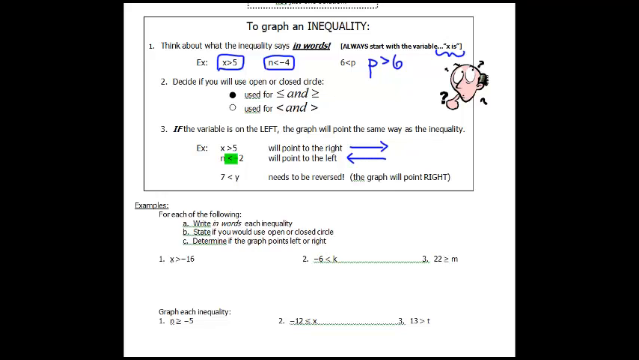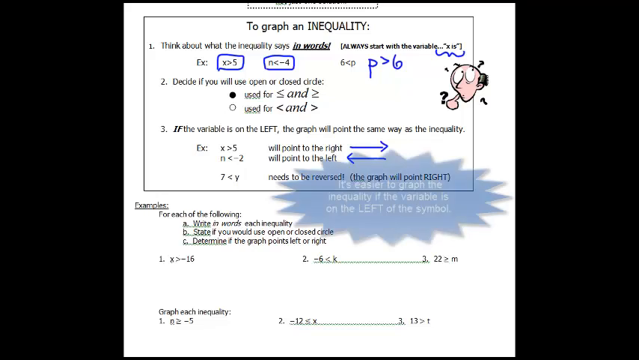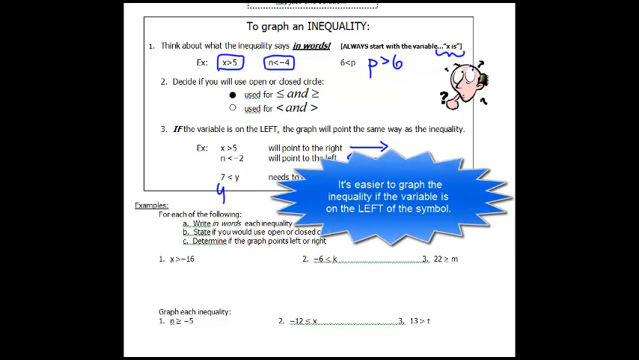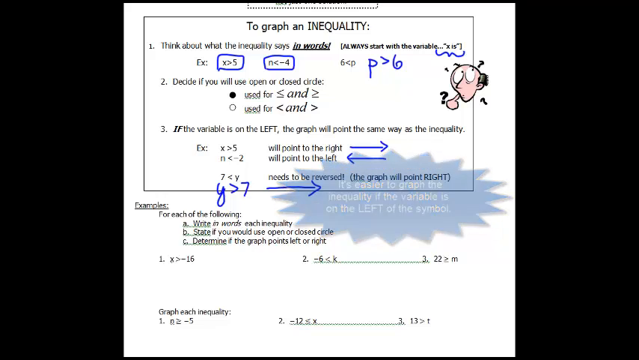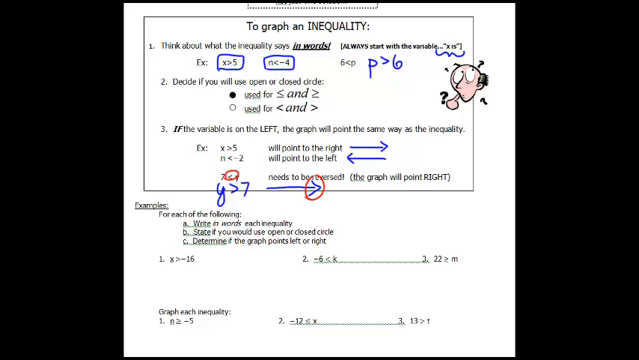But the third example down here needs to be reversed in order to graph it correctly. Y is greater than 7. It should actually be pointing this way. So notice that the arrow does not match up with our original inequality until we switch the order.